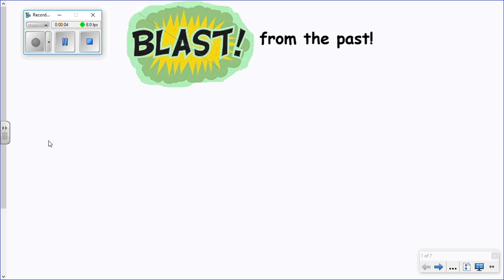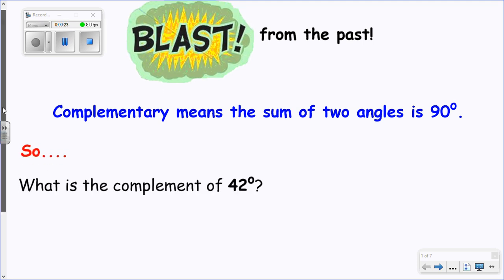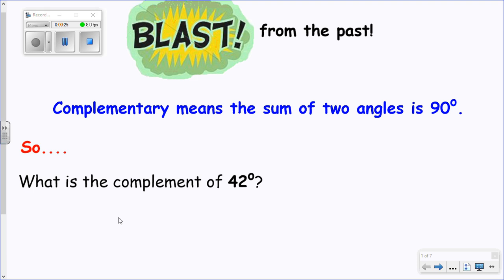Right, so we're going to do a little blast from the past. Back in Unit 2, we talked about the term complementary. Complementary means that the sum of two angles is 90 degrees. So if I add up two angles and they add up to 90 degrees, they're complementary. If I can ask a question, what is the complement of 42 degrees?